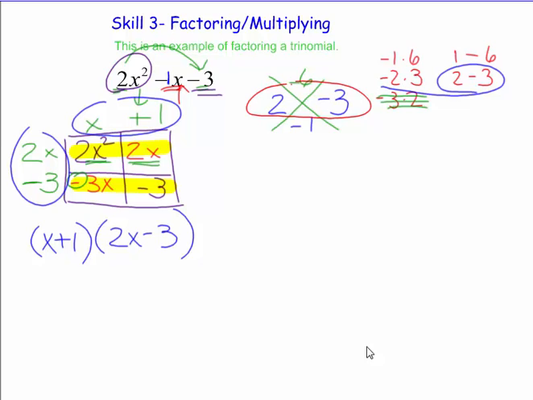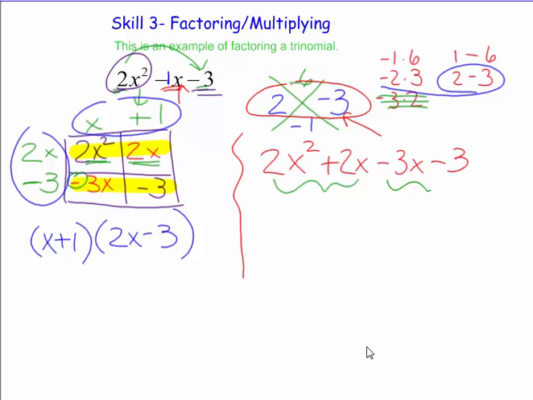If you would prefer, instead of boxing it, you can group. It's the same thing, but instead of writing it in a box, you're just going to write it out in a straight line. So we have our 2x squared, and our positive 2x, and our negative 3x, and those numbers came right here. And then our negative 3. You're going to group up the first 2 terms and the last 2 terms. You're going to take out the greatest common factor, which is a 2 and an x. A 2x times x makes our 2x squared. A 2x times the positive 1 gives us positive 2x.